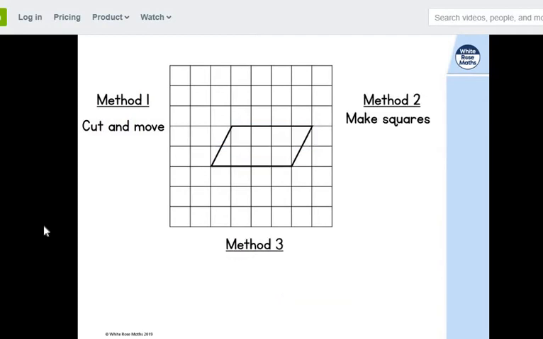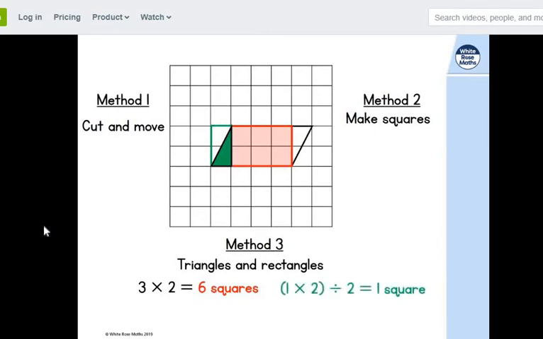So that's another one in the bag. What about method 3? Triangles and rectangles. So this method, we're still working with our rectangle in the middle, but because we know a way of working out the area of right angled triangles, I could form rectangles, and then I can work out half of the area. So the area of the green triangle is 1 times 2 to work out the area of the rectangle, and then I halve it to work out the area of the triangle.